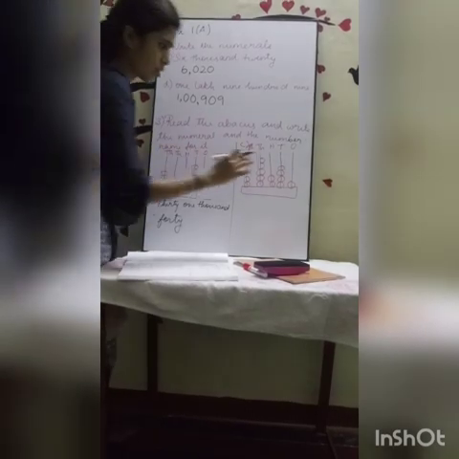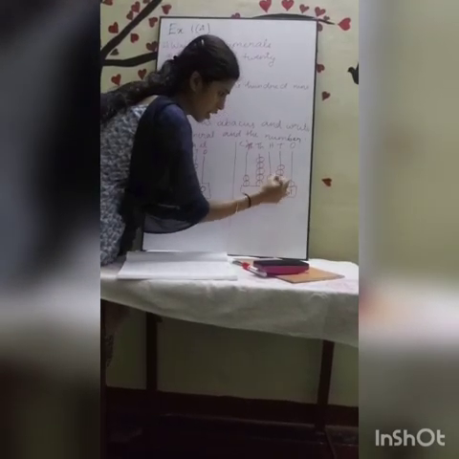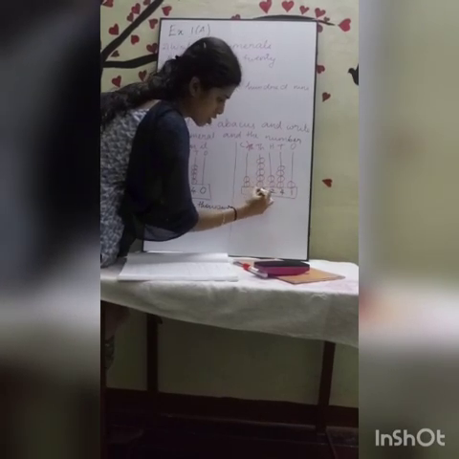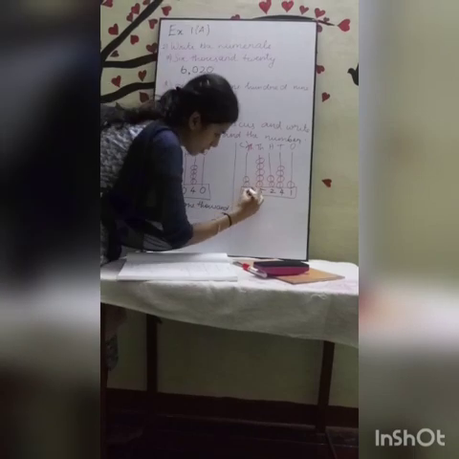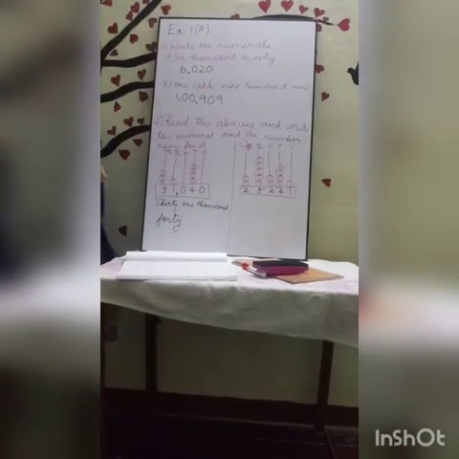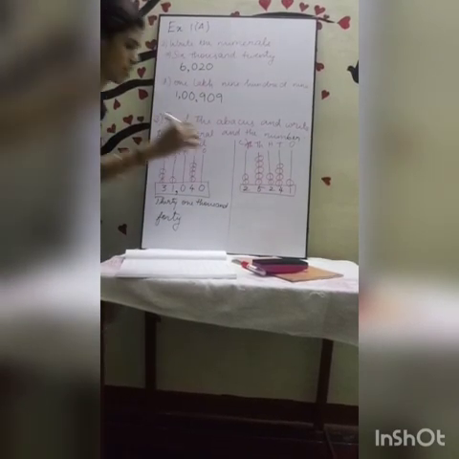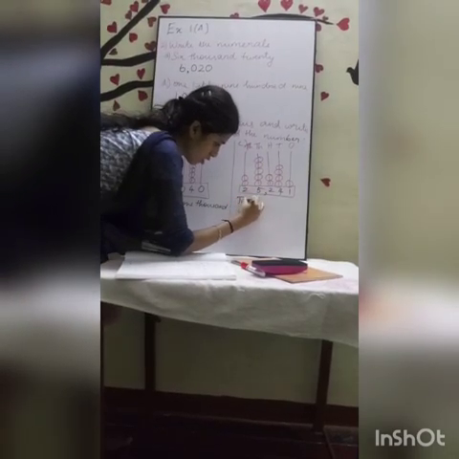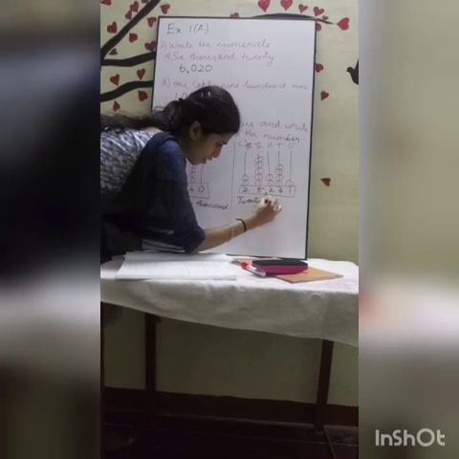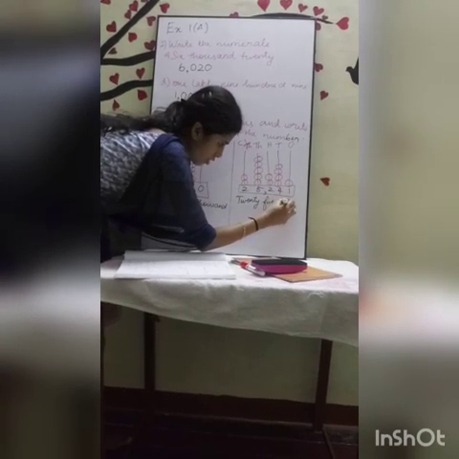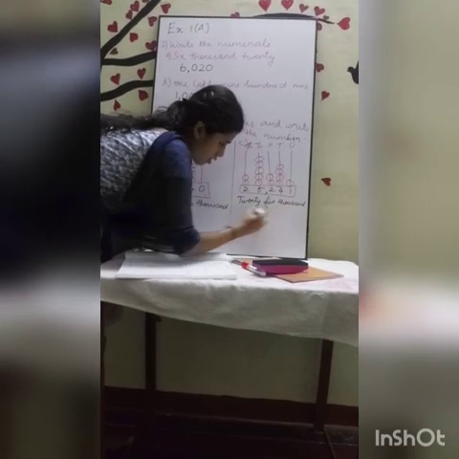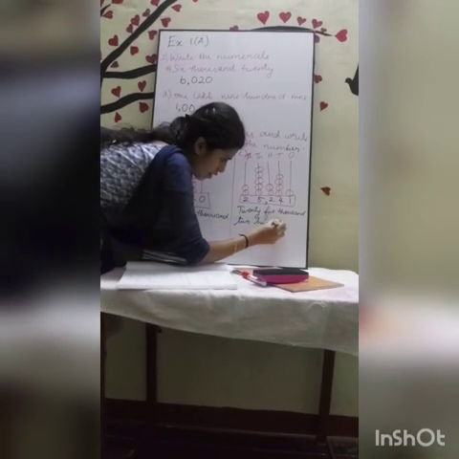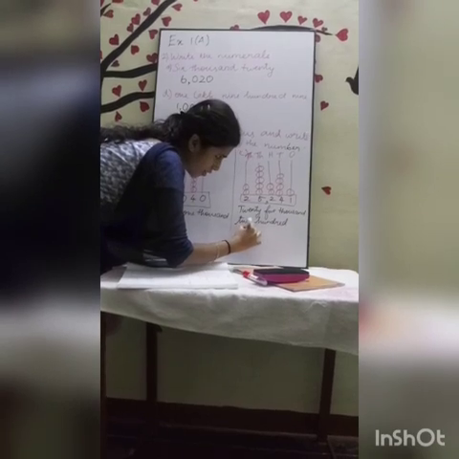Next, listen. In the ones place 1, in the tens place 4, in the hundreds place 2, in the thousands place 5, in the 10,000s place 2. Now you got your number? Yes. Now we are going to write the numeral for this: 25,241. Right?